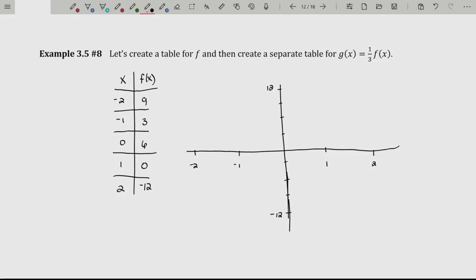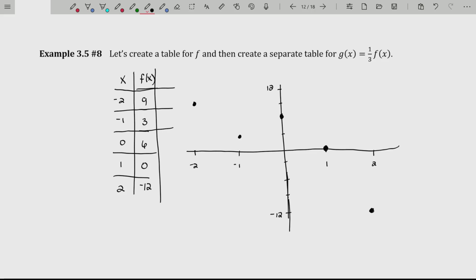All right, now let's plot some points. I'll use black for the points here. So negative 2, comma 9, way up here. I'm not going to label them. Negative 1, comma 3; 0, comma 6; 1, comma 0; and finally 2, comma negative 12. So that is a tabular function. Nothing really crazy. But now we're going to look at g of x.